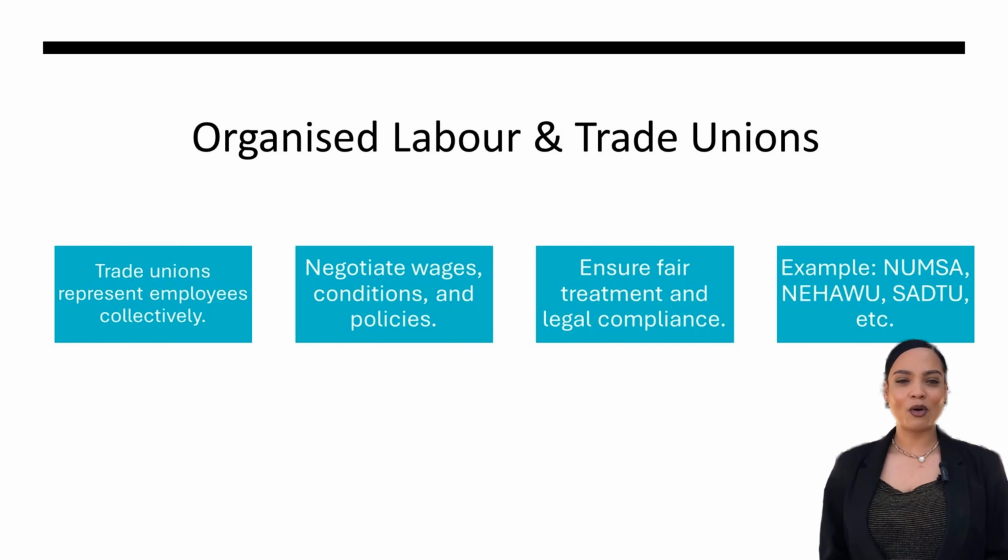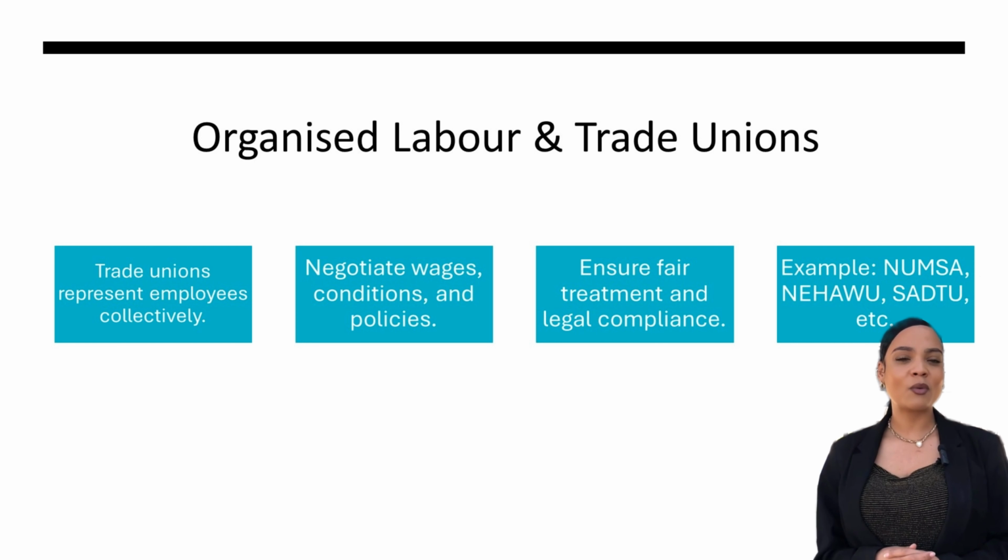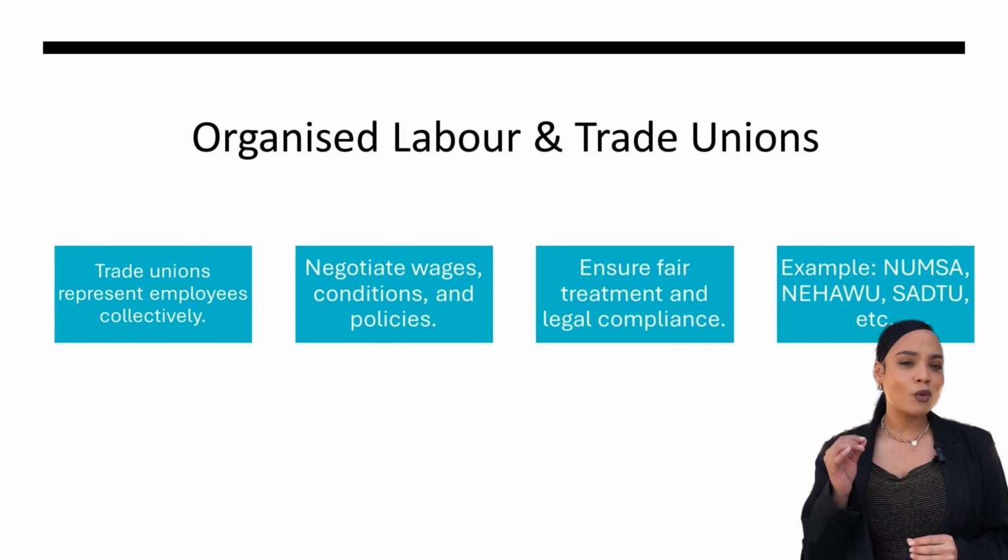Trade unions are organized groups of employees that represent their members in negotiations with employers. Their role is to protect employee rights, negotiate wages and conditions, and ensure fair treatment. Examples of major unions include NUMSA, NEHAWU, and SATU. EISA Prep Q: you should know what trade unions do and how they engage in collective bargaining.